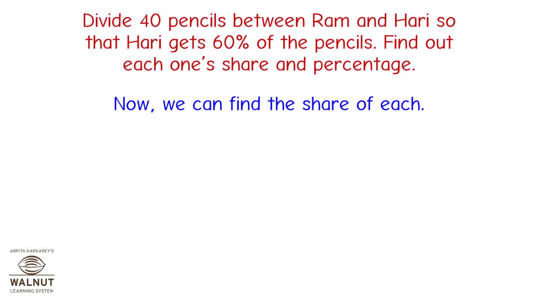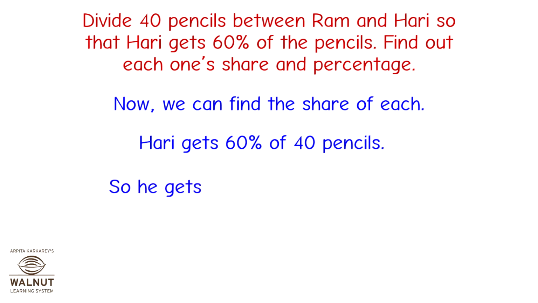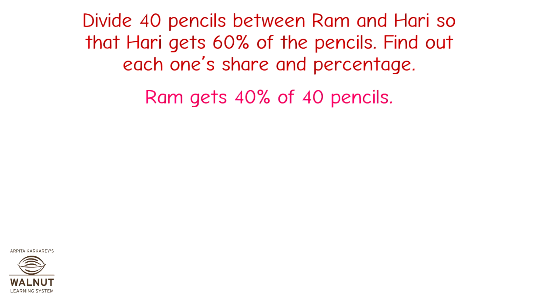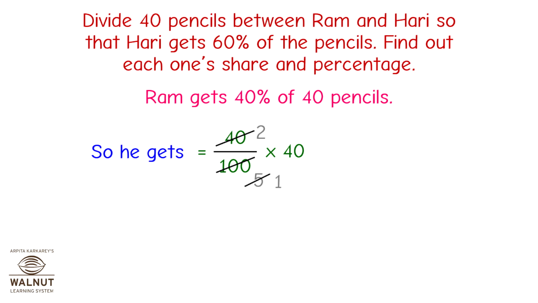Now we can find the share of each. Hari gets 60% of 40 pencils. So he gets 60 upon 100 into 40. That is equal to 3 into 8. That is equal to 24 pencils. Ram gets 40% of 40 pencils. So he gets 40 upon 100 into 40. That is equal to 2 into 8 is equal to 16 pencils.